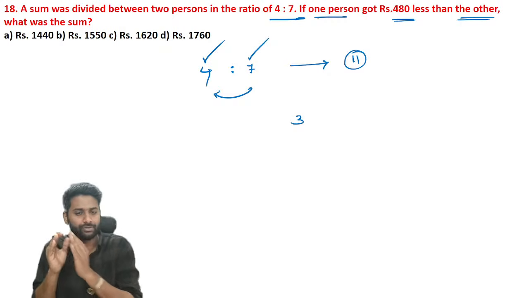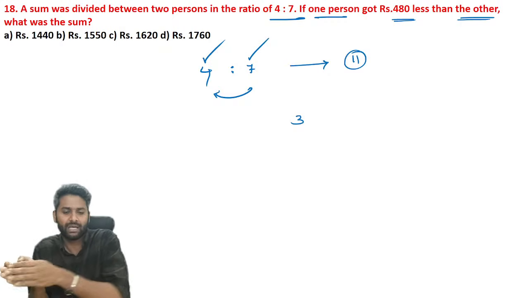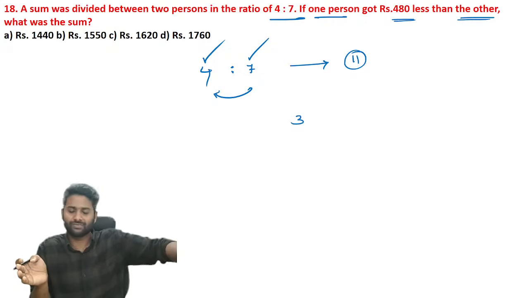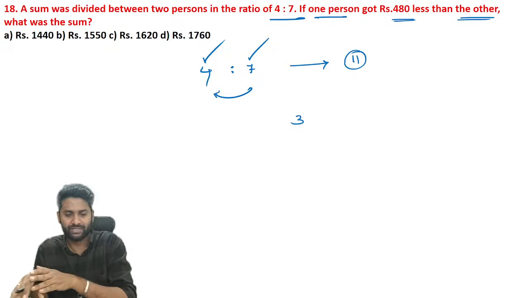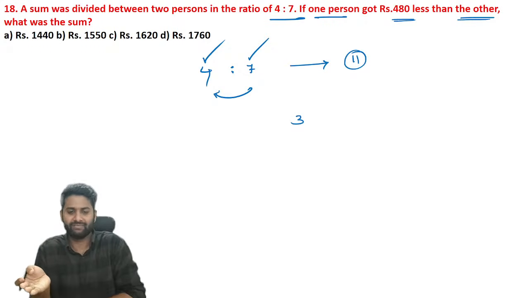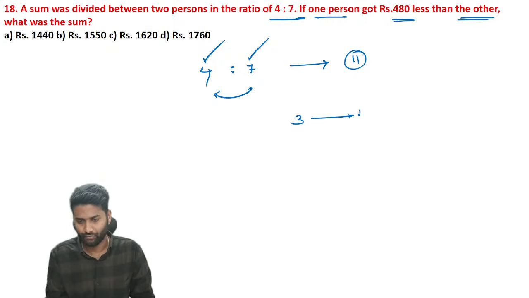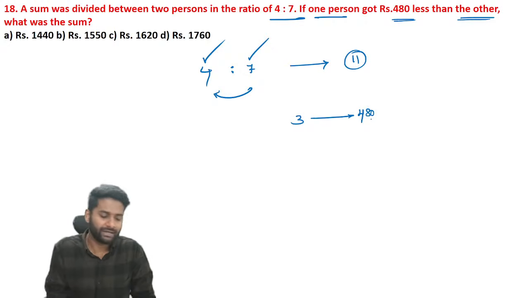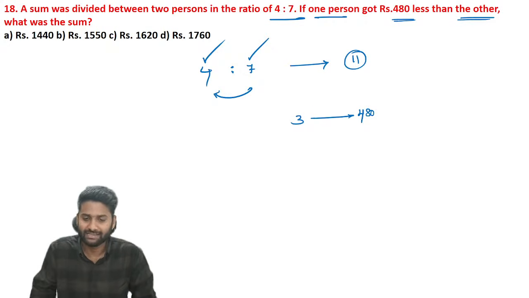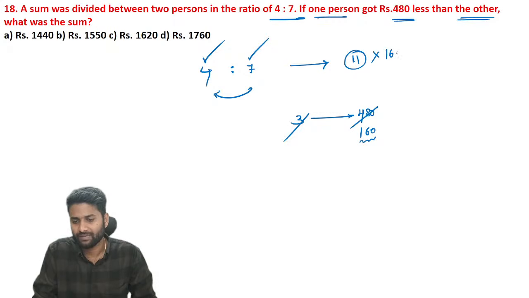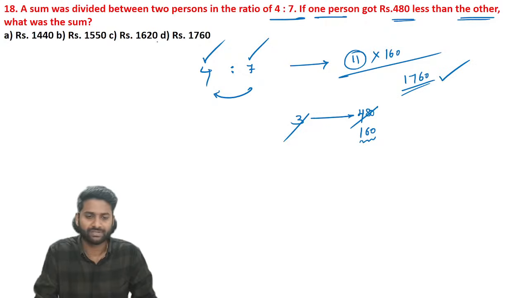Now I have distributed only 11 units: one person gets 4 units, the other person gets 7 units. Now 4 is less than 7 by 3 units out of 11. But the question says that one person got 480 rupees less than the other. It means each unit is equal to 160 rupees. Now the total value is 11 units, so 11 into 160 is 1760 rupees.